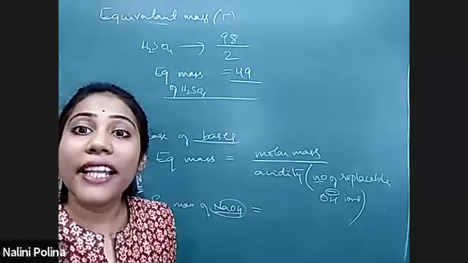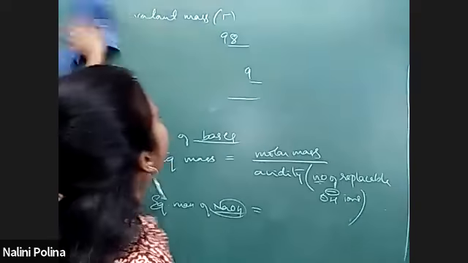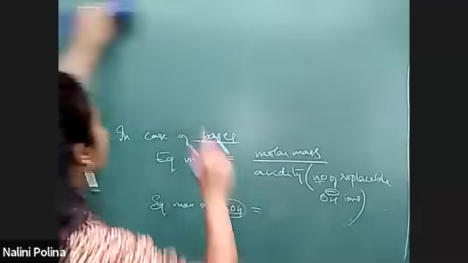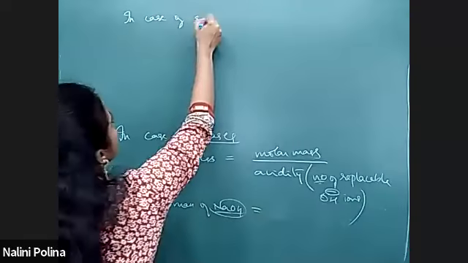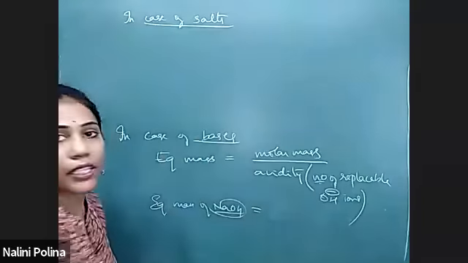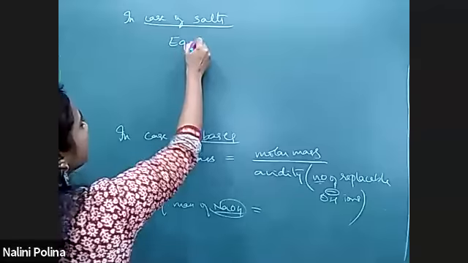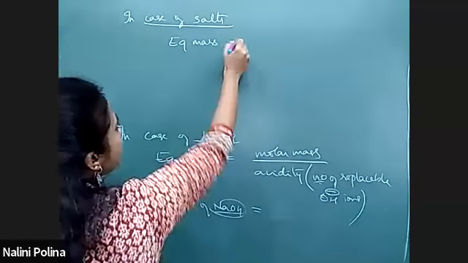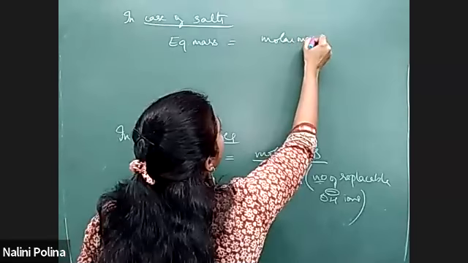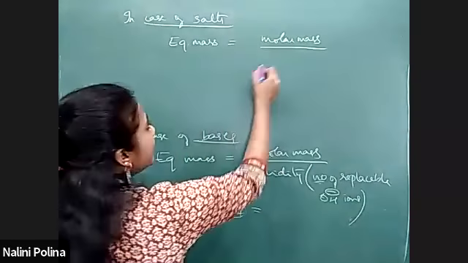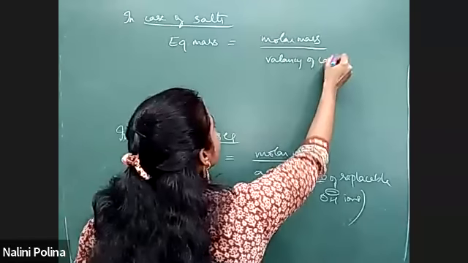And now let us go for salts. Equivalent mass of salts. In case of salt, equivalent mass can be found by the formula, you take down: molar mass divided by valency of cation.